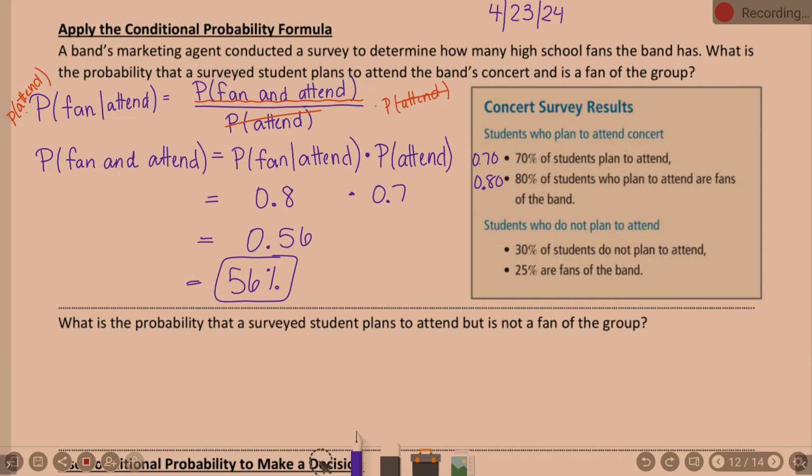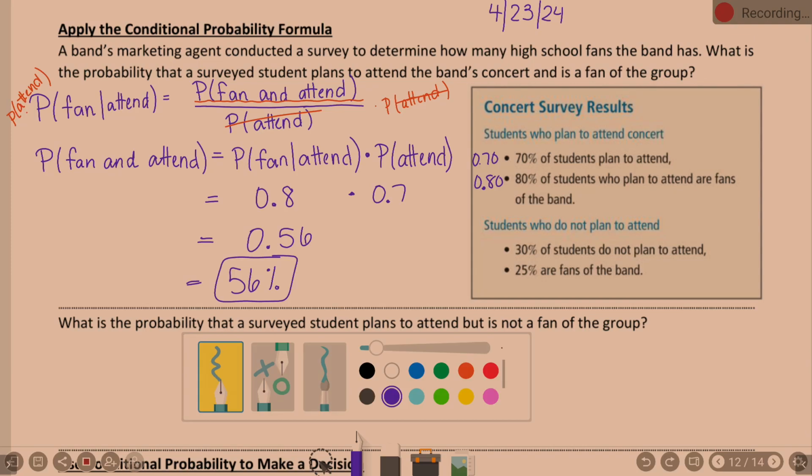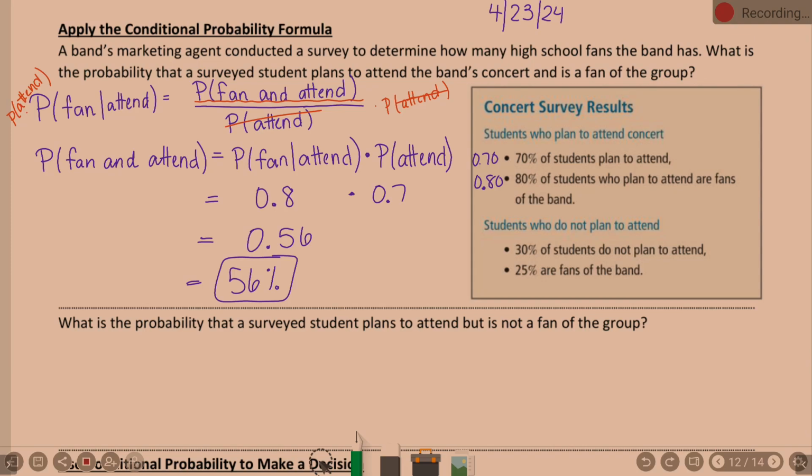This other question that goes along with it: what's the probability that a surveyed student plans to attend but is not a fan of the group? So we're asking the probability that a surveyed student plans to attend and is not a fan of the group. Again, it's looking for that top piece here, except it's going to be not a fan and plans to attend. So I'm going to do a similar thing to what we just did on the other one, in that I'm going to set up our conditional probability.